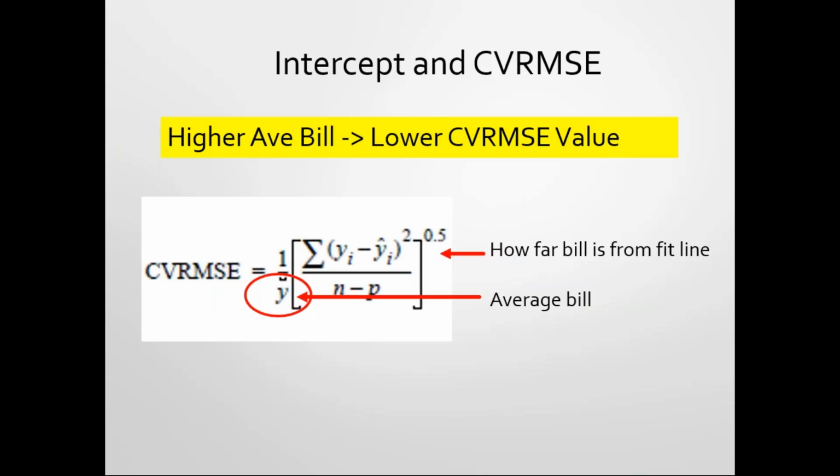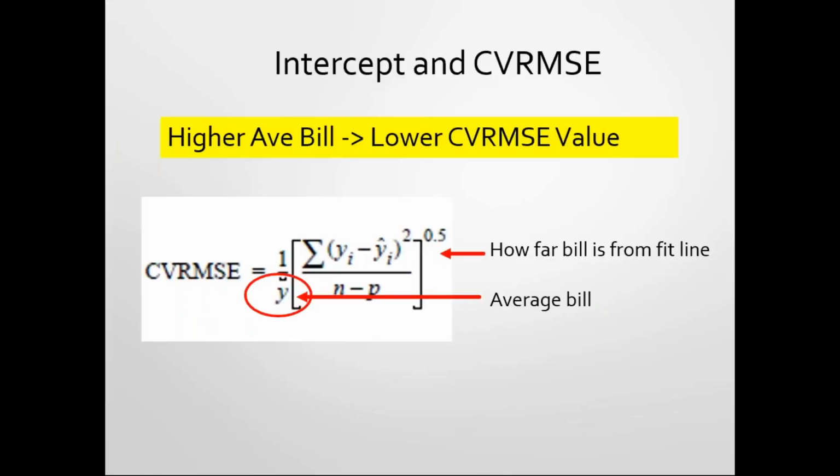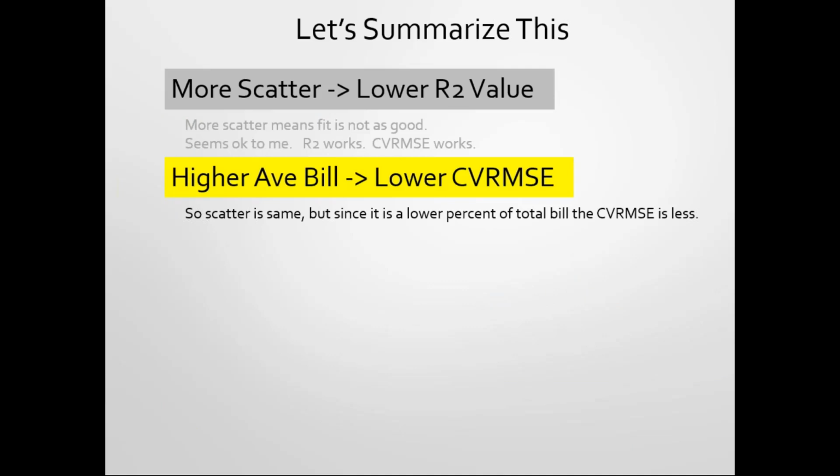So this is why. We're looking at the average bill. And on that second one, let me go back, the average bill was higher, right? And so now we're dividing by a higher number. Therefore, the CVRMSE is going to be lower. N minus P, N is the number of bills, P is the number of independent variables plus 1. So a higher average bill means a lower CVRMSE, because we're dividing by the average bill. The scatter is the same, but since it's a lower percent of the total bill, the CVRMSE is less.